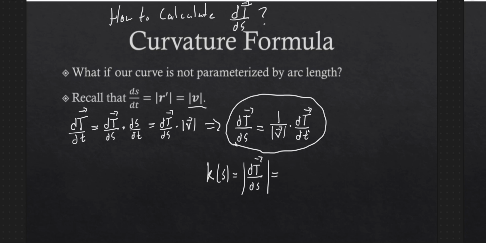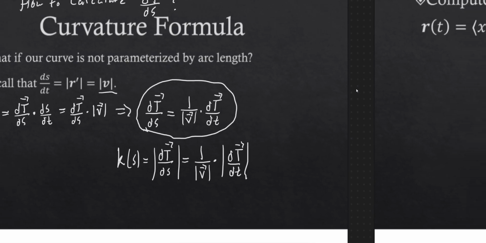Excuse me. So here we're talking about the magnitude of this. This is going to be 1 over the magnitude of v times the magnitude of dT/dt. And this is kappa of s, so we'll have to input the time value that corresponds to this point along the curve. We'll get more into that later, but this is the idea: these are the two things we need to compute in order to compute the curvature. Let's look at an example.